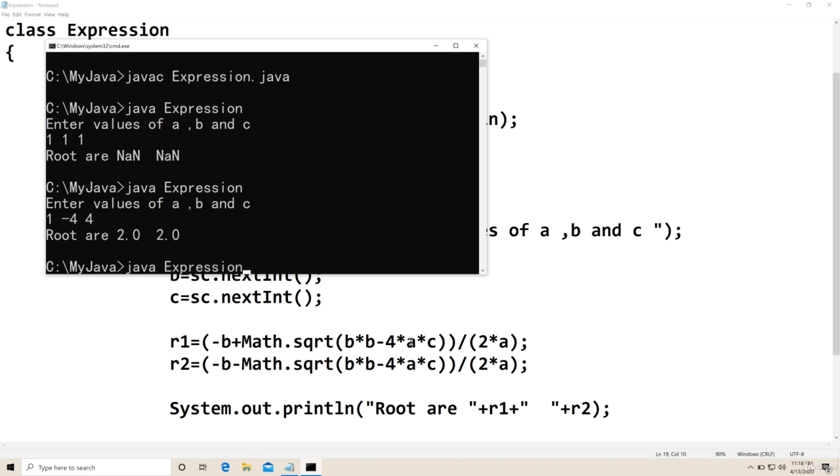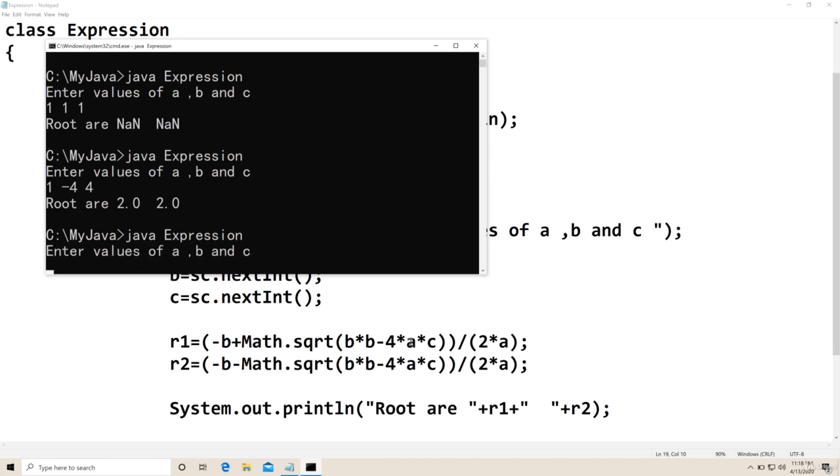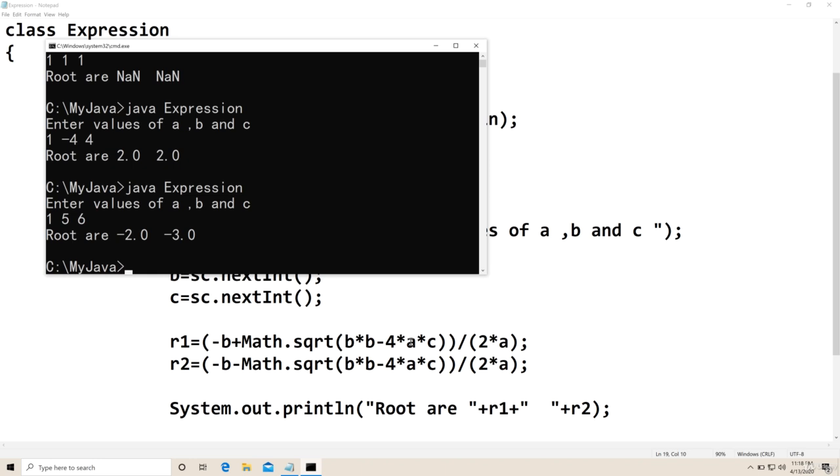I will run once again and show you 1, 5 and 6. I got minus 2 and minus 3. So these are the coefficients of x plus 2 and x plus 3. That's why we got the result as minus 2 and minus 3. So that's all. I have shown you the execution.